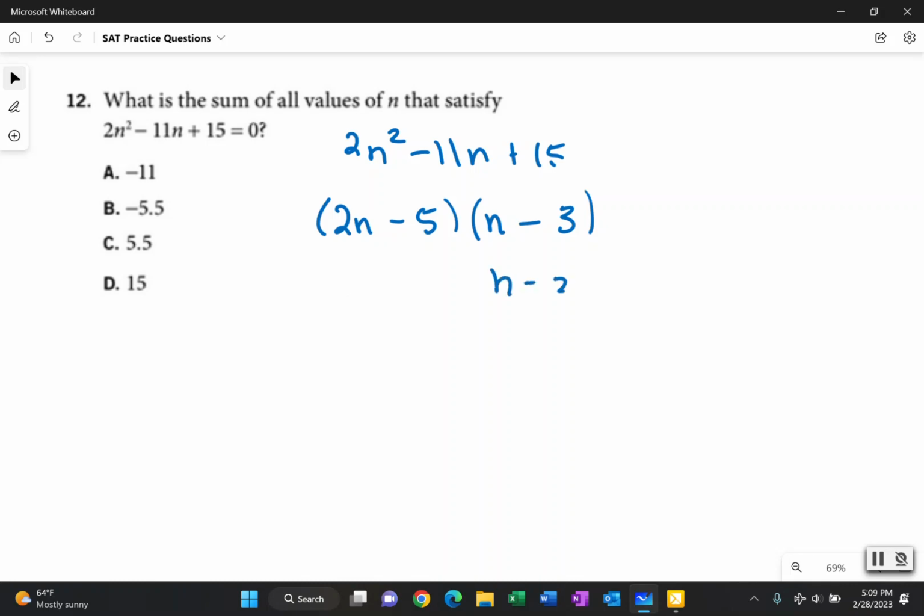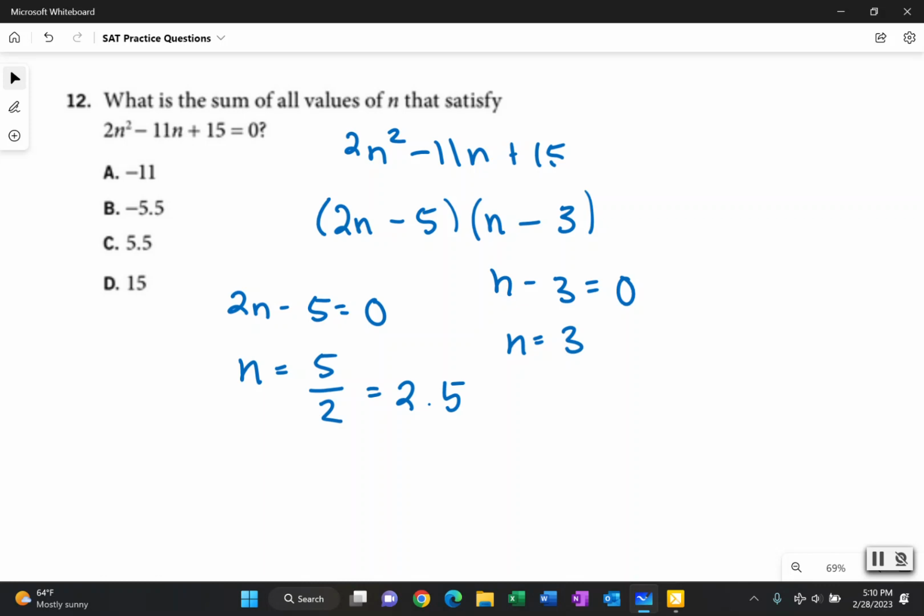So n minus 3 equals 0, which means n is going to be equal to 3. And if we have 2n minus 5 equal to 0, we're going to get n is equal to 5 over 2. Right? We're going to add 5 to both sides and then divide by 2. And we know 5 over 2 is equal to 2.5. Right? 2 goes into 5 2 times, and then half of 2 is 1, so 2.5.